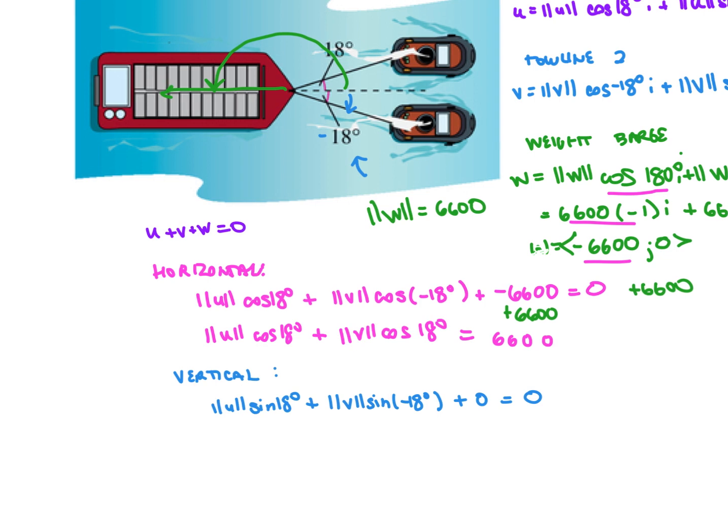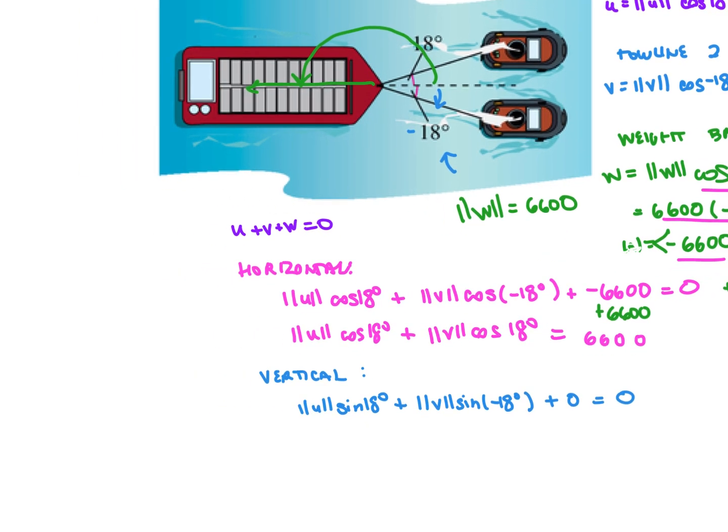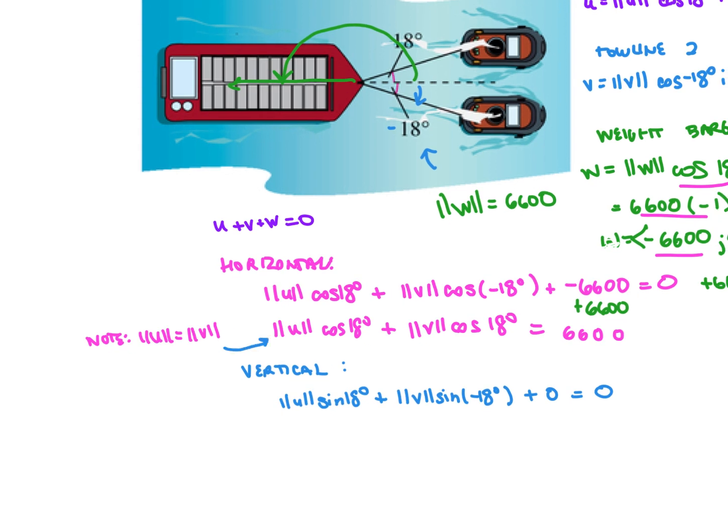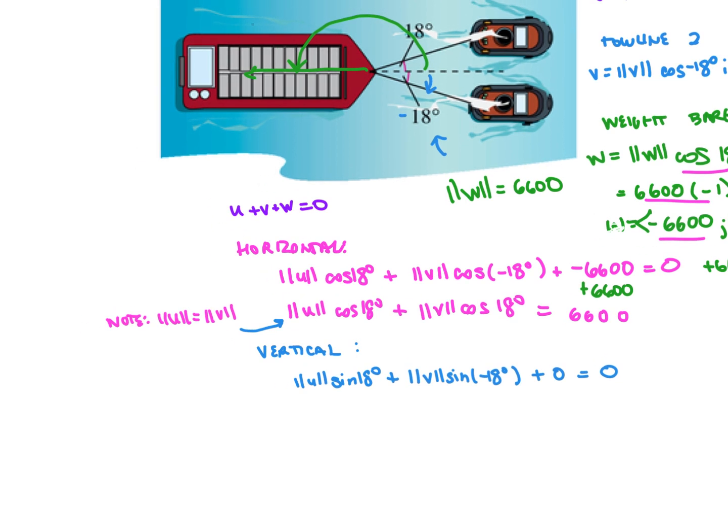So what we want to do is to solve, and really if you're looking at the boats here, we can say as a note that U equals V. Note the magnitude of U equals the magnitude of V. They're both pulling the same weight. So I'm going to go ahead and change that here to help us to solve for U. So U equals V. So this is going to stay as magnitude of U, and now I'm going to call this magnitude of U as well.